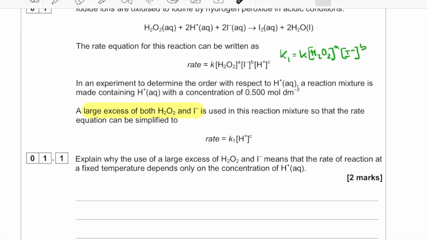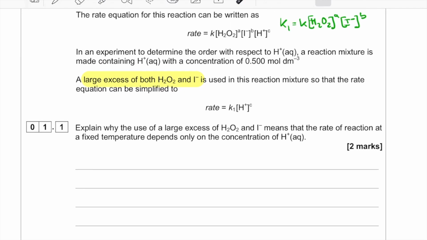So the first question says, explain why the use of a large excess of hydrogen peroxide and iodide means that the rate of reaction at a fixed temperature depends only on the concentration of H+. So why is it that these are, in effect, control variables? Well, it's because their concentrations are effectively constant.